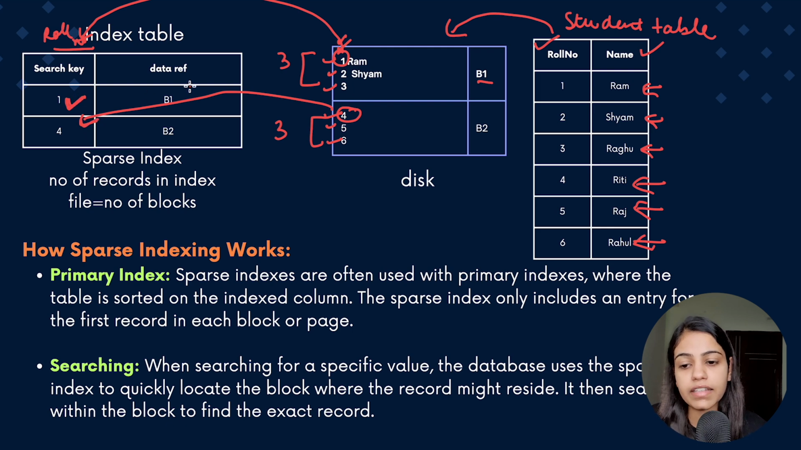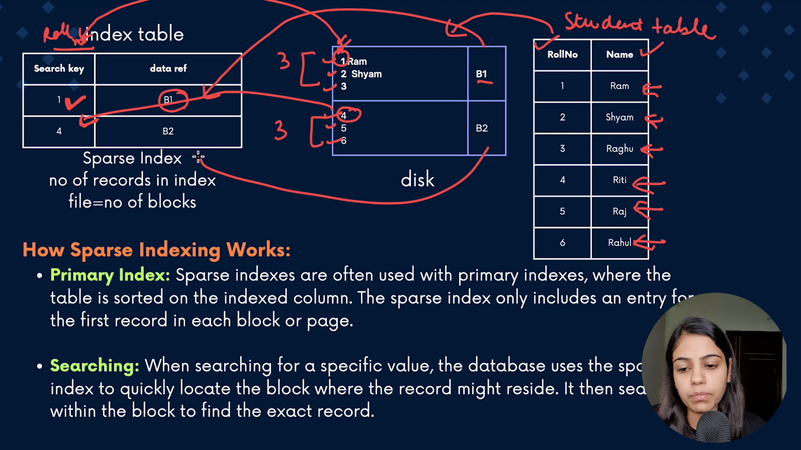Now we need to provide the access or the data reference where that particular data is stored. So we'll provide the block B1 here, as from 1 to 3 all the data is stored in block B1, and then here we will provide block B2, as from 4 to 6 all the entries are present in block B2. So this is how we create the sparse index.